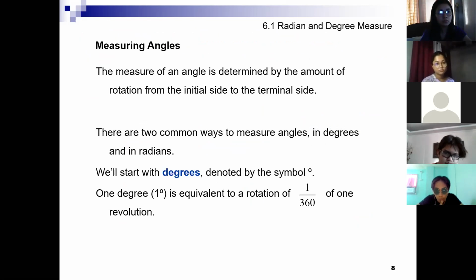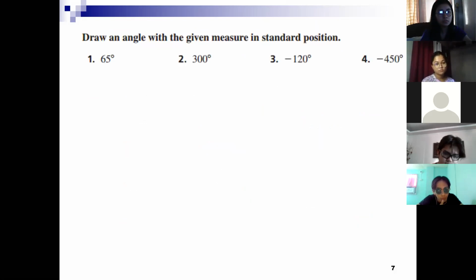So we have here some examples of angles in standard position, negative and positive angles. So let's try to draw these angles then. For example, 65 degrees. So that would be positive 65. So that will be here. This is your initial side in the positive abscissa. Your terminal side is in the first quadrant.